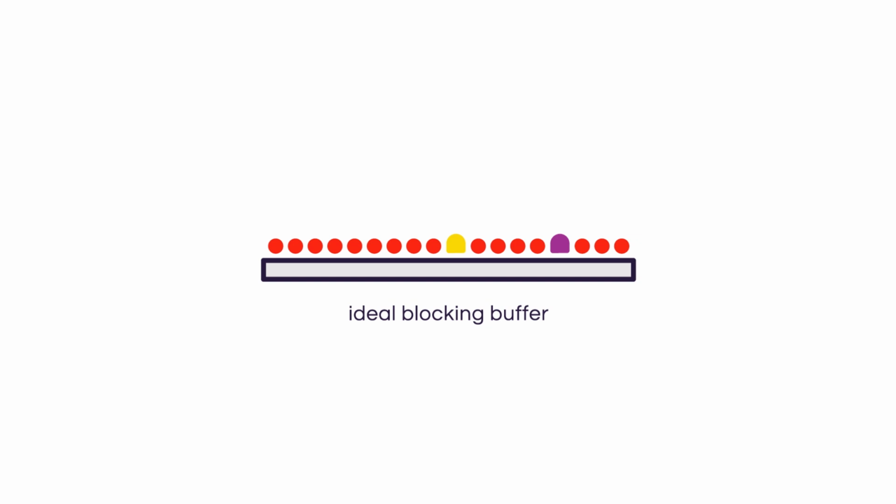The ideal blocking buffer would bind to all of the open sites on the membrane without blocking or disrupting the antigen on our target protein. That way, it would completely eliminate background without affecting the signal that we see at the end of our protocol when we image the membrane.